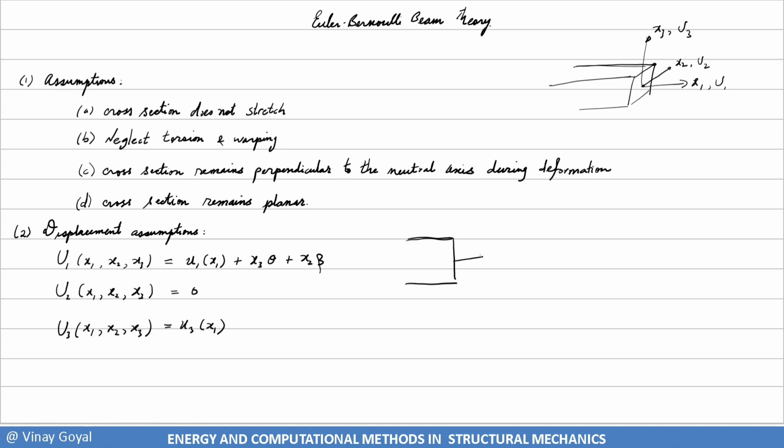And this is x1. So sorry about that. And that's x3. And this point here will translate. Let me call this point P. This point will translate and rotate potentially. So it translates and rotates. So this cross-sectional area here rotates to point P prime.